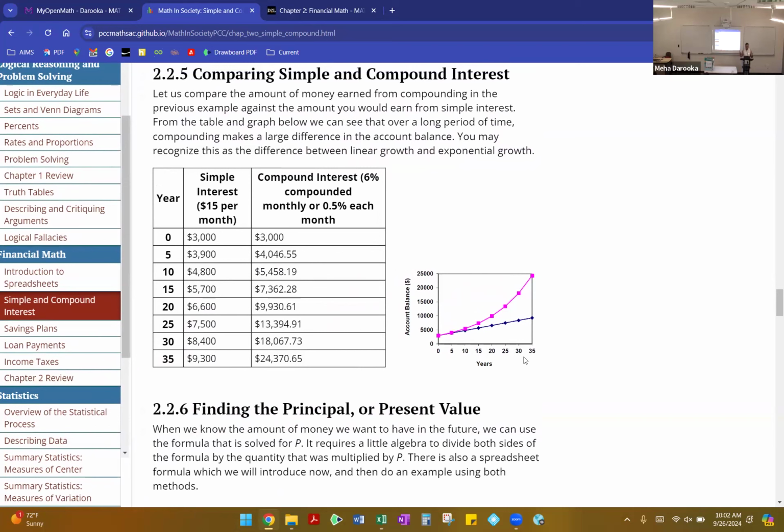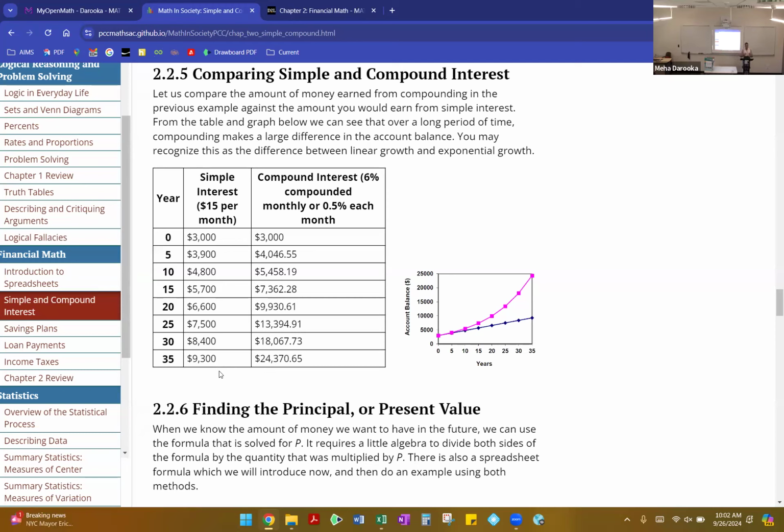More than $1,500 difference between the simple interest and the compound interest. And then if you just go down to the very last row, 35 years, you will see we were at 9,300 in simple interest, but look at compound interest. That is more than double of what the simple interest account earned, right? Because you're now at 24,370.65.